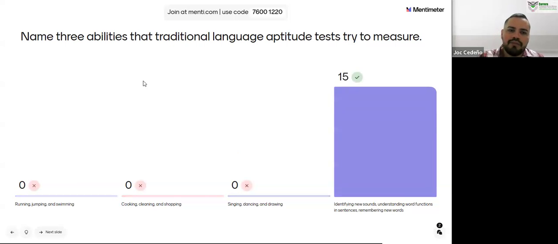Now, you have to name three abilities that traditional language aptitude tests try to measure. What are those abilities? We have identifying new sounds, understanding word functions, and remembering new words.